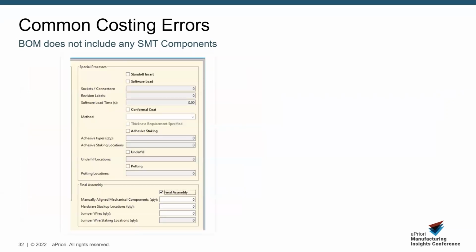And then finally, just a screenshot. So let's say I had that connector that I showed before. I can add a final assembly operation. And I could specify that I've got one manually aligned component, or if I've got software load, I can specify that. So any operations that are applied to components that don't have a pin count or a mount type, you can usually find them here to apply them.